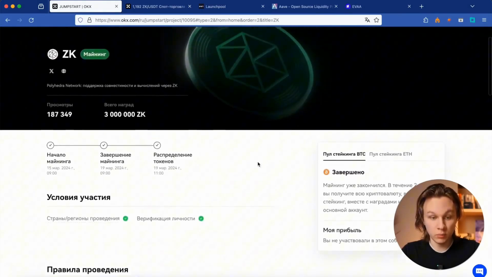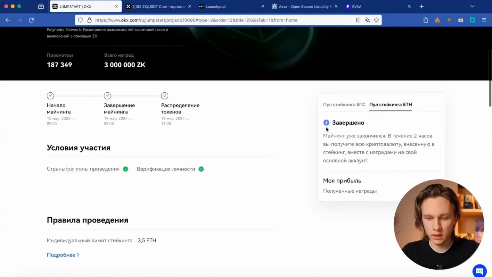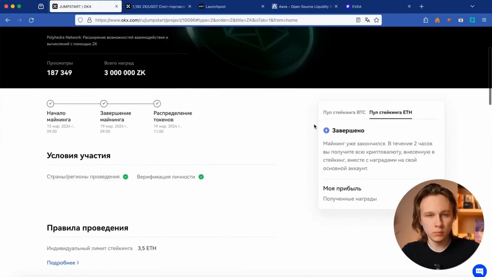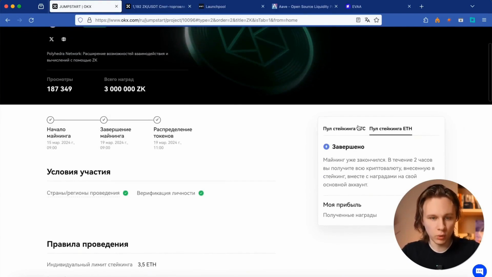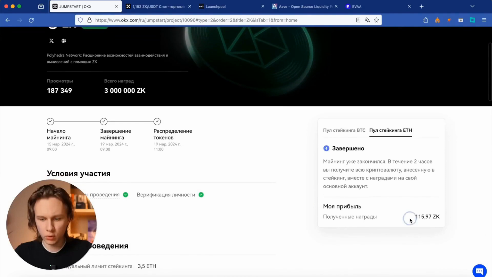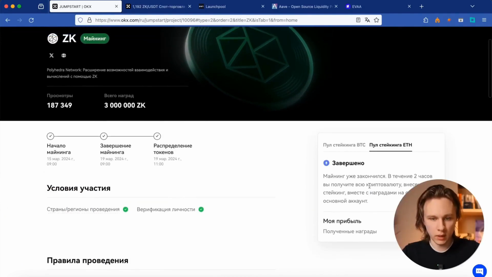To participate in this pool, in this event, you needed to stake either Ethereum or Bitcoin. There are limits. For staking, I deposited 3.5 Ethereum, which at that time was about $10,000 plus or minus. So I staked Ethereum for 4 days and received 115 ZK tokens completely for free. Then I withdrew my Ethereum and redirected it back into the tools that provide me with more profit. This is already decentralized finance.